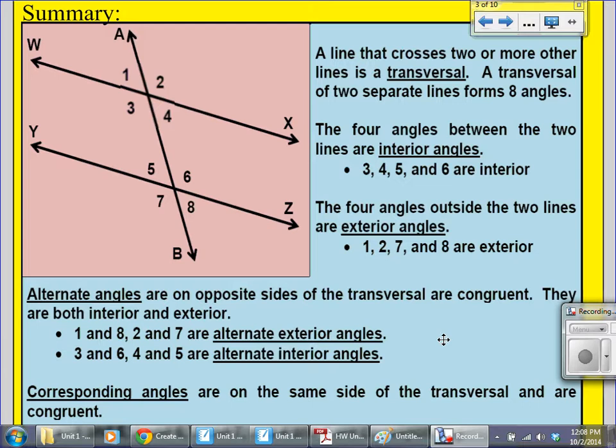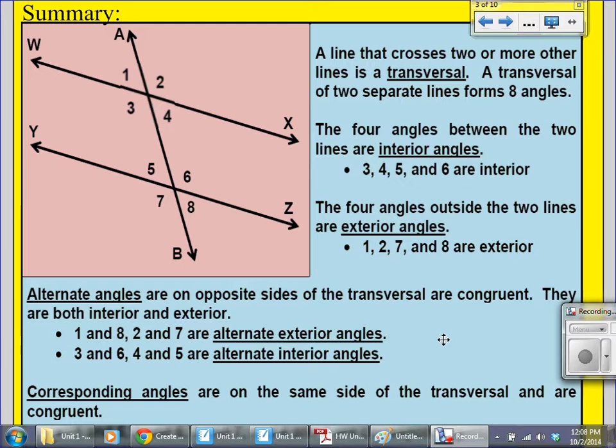Line WX and line YZ are parallel lines. And then there's another line that's intersecting them. That's line AB. And in this case, line AB is the transversal. A transversal is a line that crosses two or more other lines. So in this case, our lines are parallel. It's crossed by a third line. That line is the transversal.